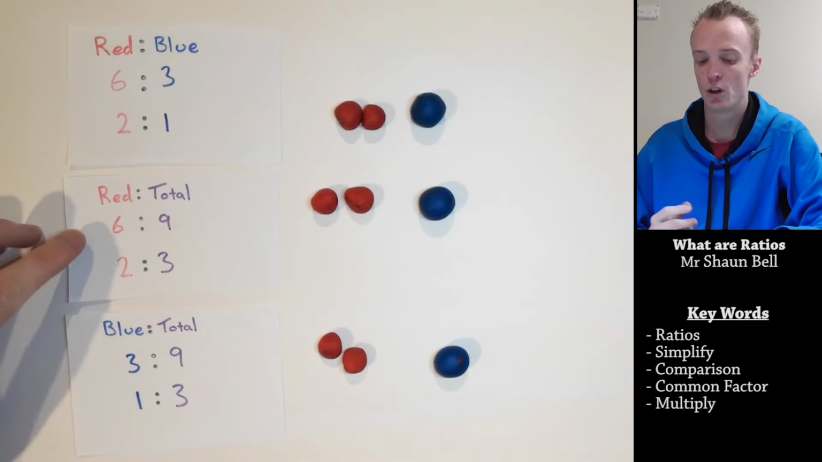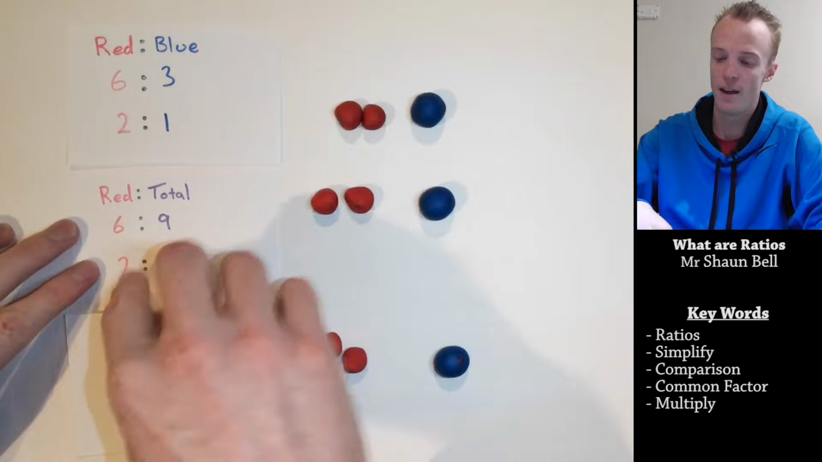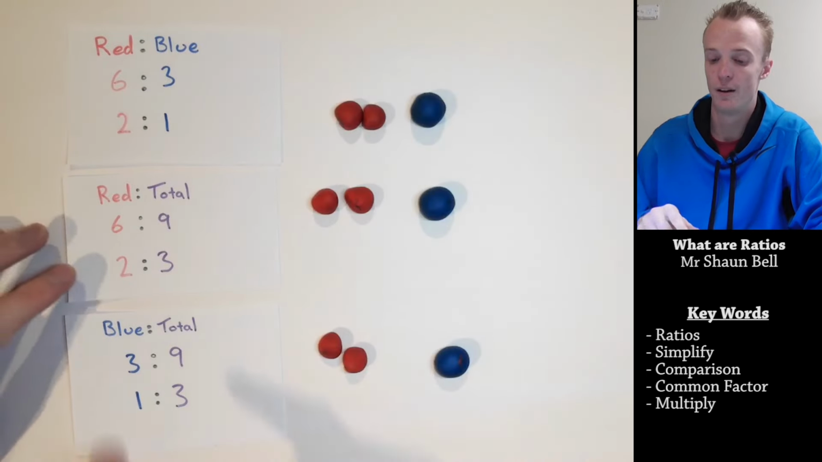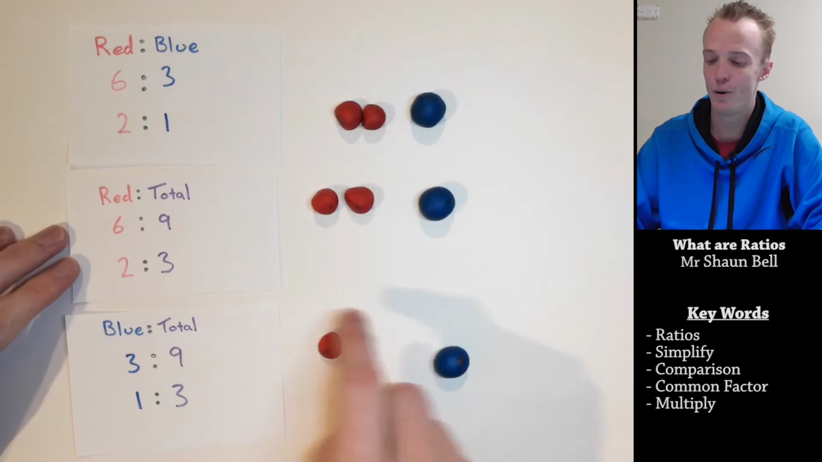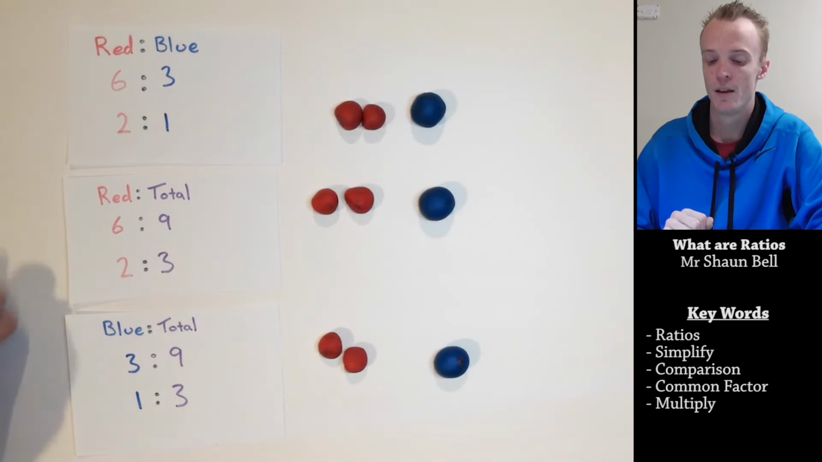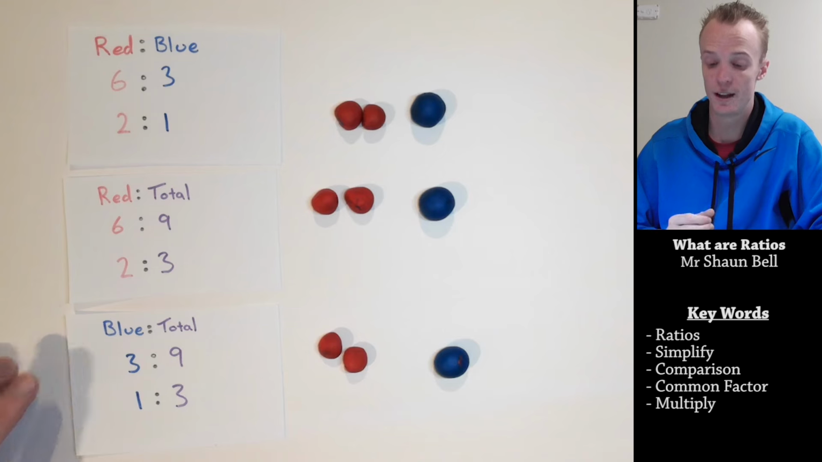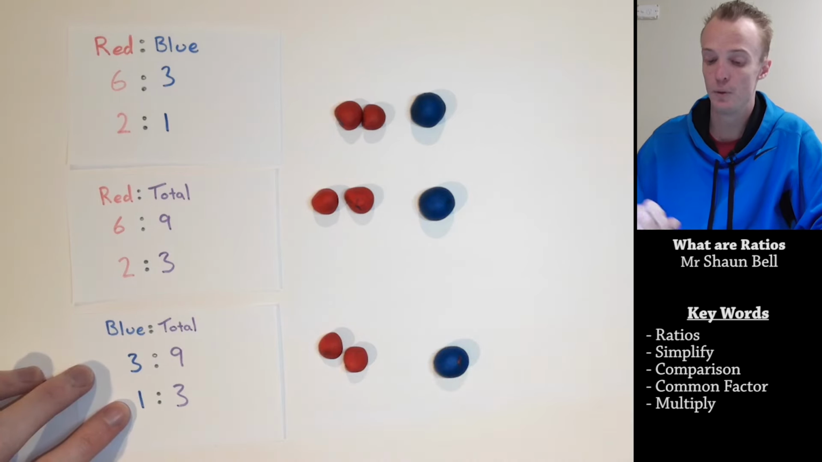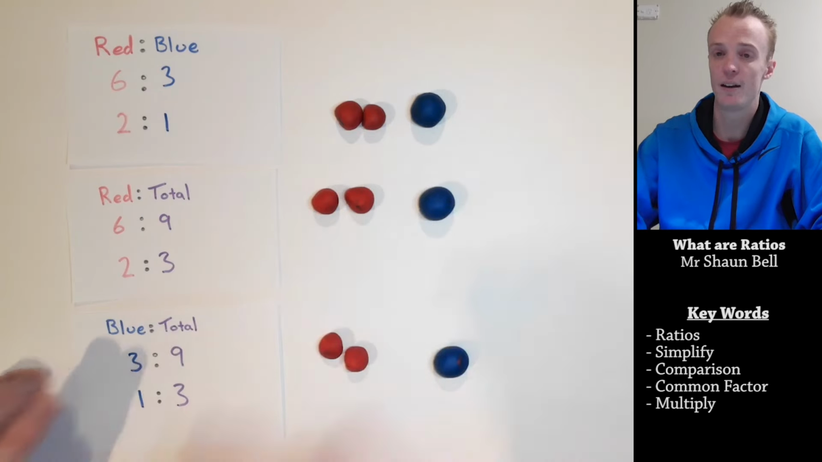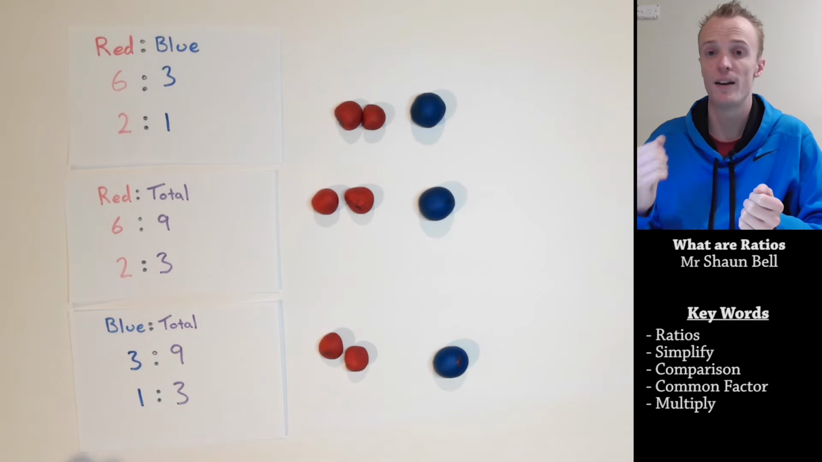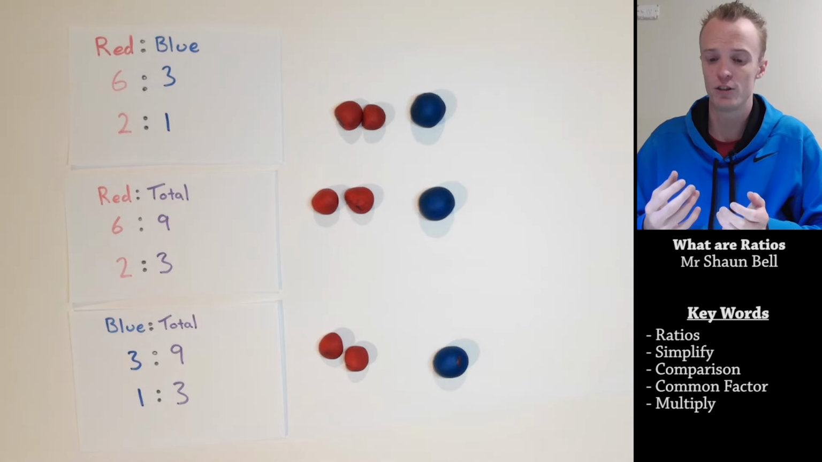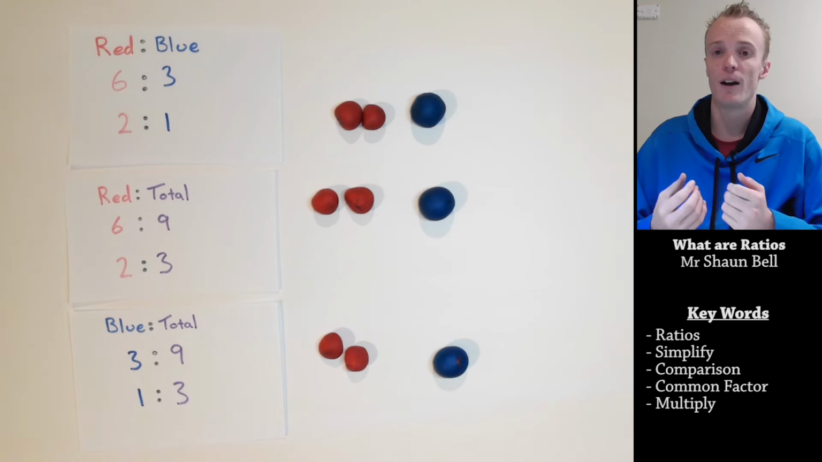What this red to total ratio is saying is for every 2 red balls that are present, I have 3 total balls present, which you can see in each one of these examples. The bottom one here, the blue to total, is saying for every 1 blue ball there's present, there's 3 total balls present, and you can see that very clearly here. So what we've learnt so far is that ratios are a comparison between one amount with another. We can treat them like fractions in a way and simplify them right down.